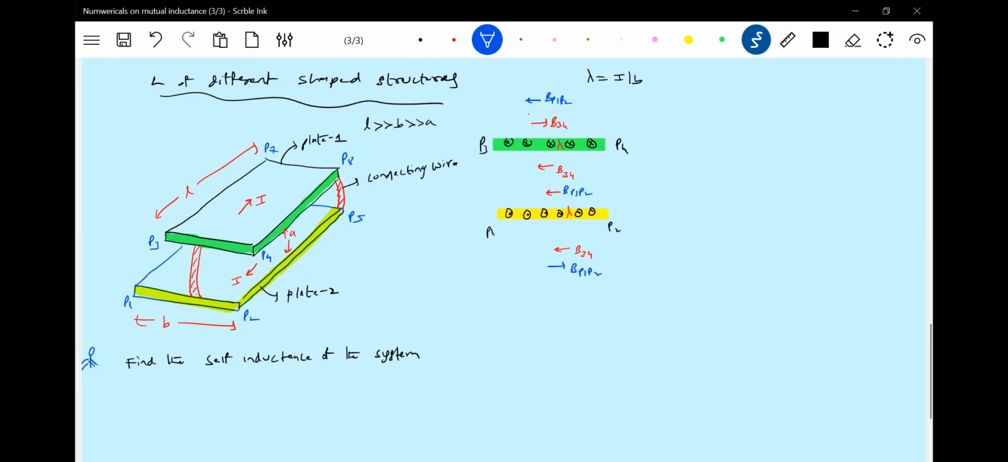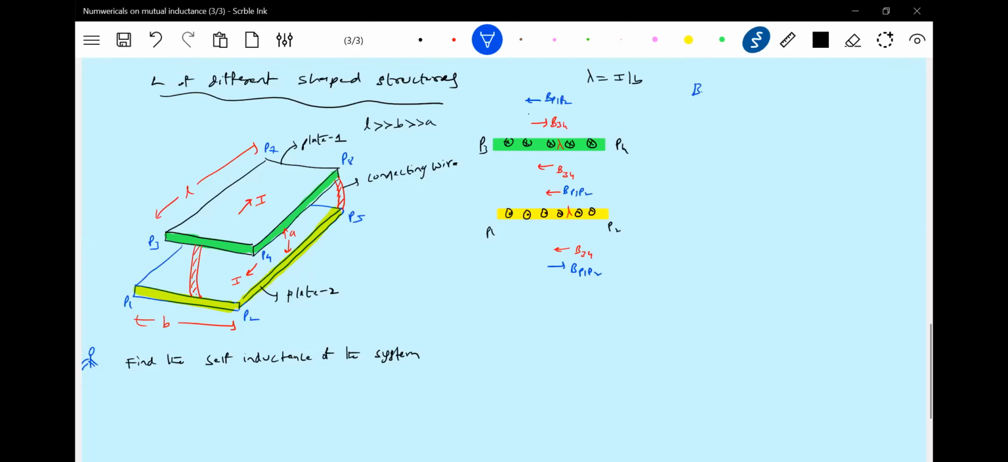And look at this field. It will get nullified external to the plates. Only in between the plates, the field is confined here. The resultant field will get added up. Okay, what is our question? We have to calculate the self-inductance of the system.